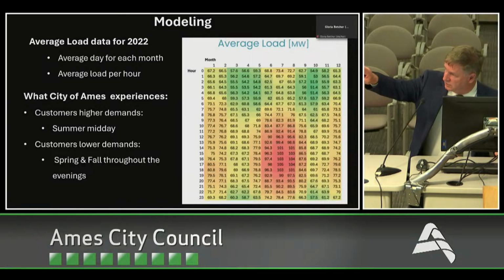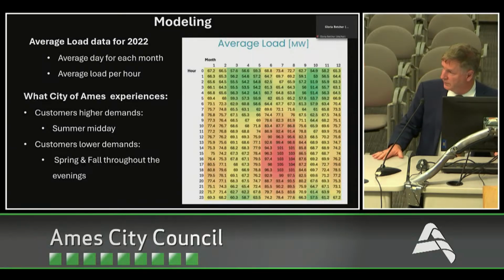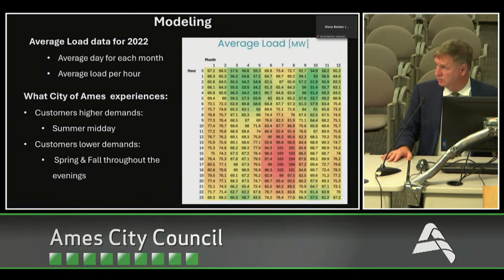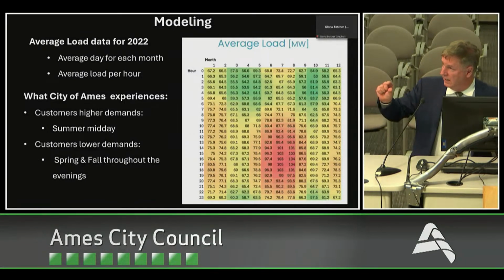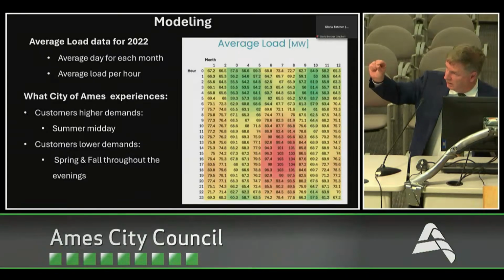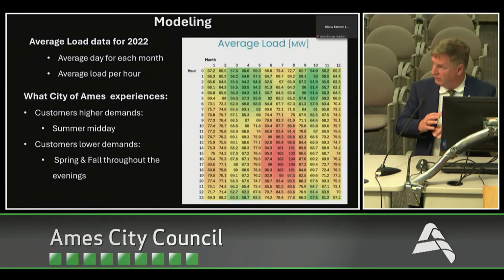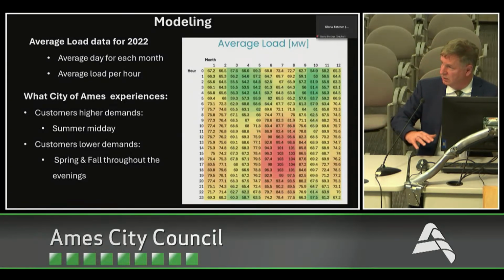Let me explain here. Along the top is January through December. Along the left-hand side is the hours of the day. So they basically took 2022 data for Ames and then said, okay, typically for the first hour of the day in January, what's the load like? And then for the second hour of the day in January, what's the load like? And the color, red means it's typically higher, and then you kind of move to orange, then yellow, and then to green.